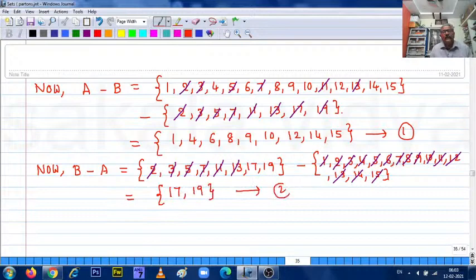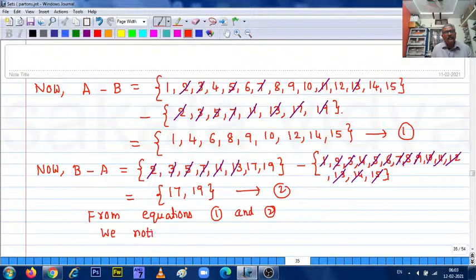Just observe from equations 1 and 2. What do you observe? From equations 1 and 2, we notice that A minus B and B minus A are not equal. A minus B is not equal to B minus A. It's completed.